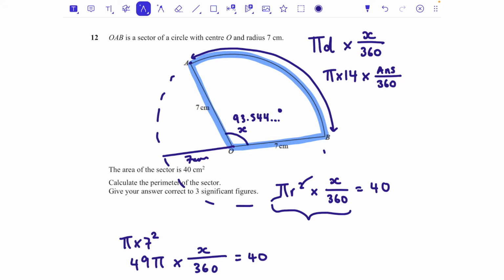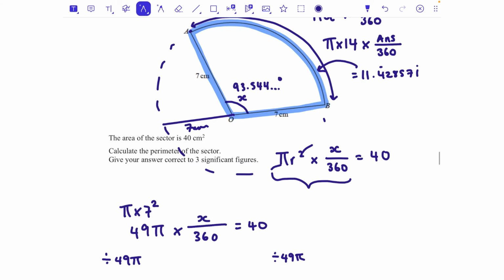And that gives me 80 over 7, which is 11.428571. All of that is recurring. That is your arc length. So to get the perimeter, I now just need to add 7 and add another 7, or add 14, however you want to say it.